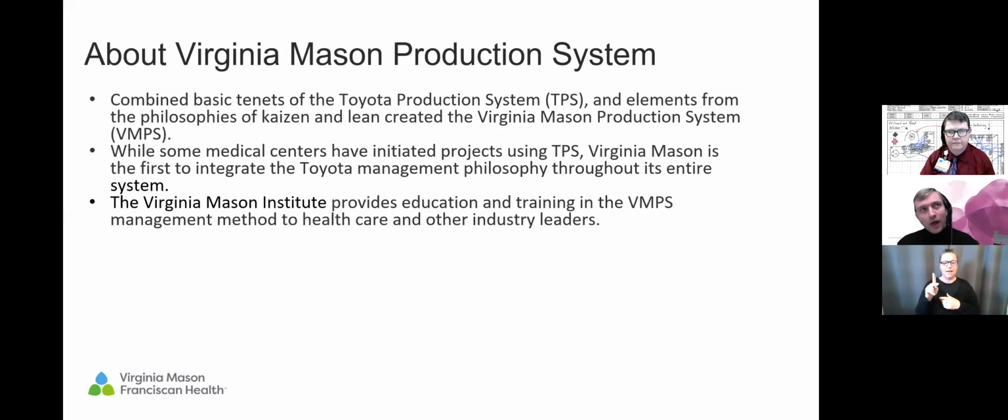While many healthcare systems across the country or across the world have incorporated some elements of TPS into their organizations, such as 5S or waste, we were the first organization to fully integrate the TPS management philosophy throughout our entire system, meaning we weren't just focusing on one department or one service line. We were looking at our entire organization through using Lean. Because of our success, we were able to build an external branch called the Virginia Mason Institute, which consults and educates other leaders across different industries on our management system.